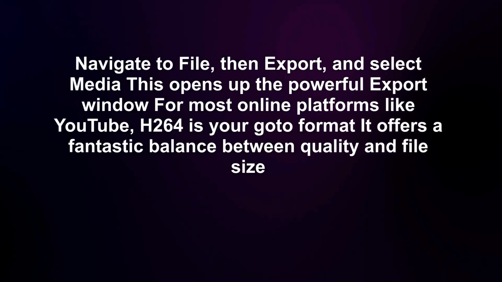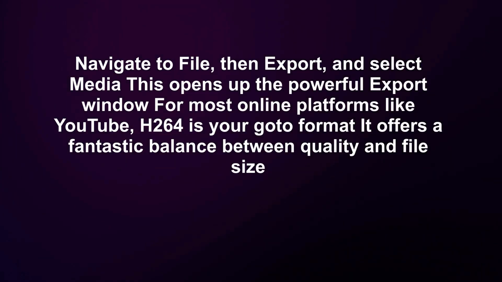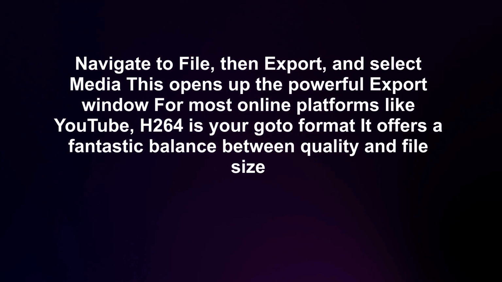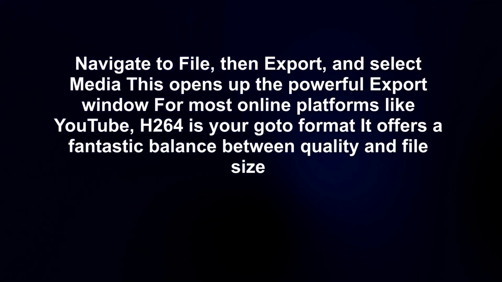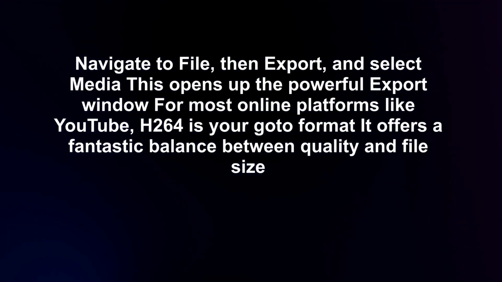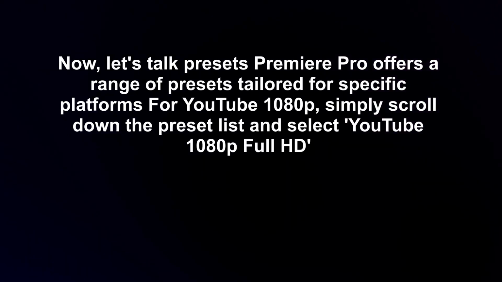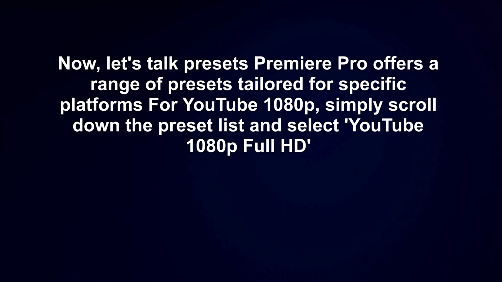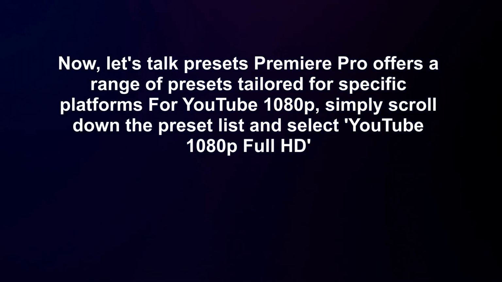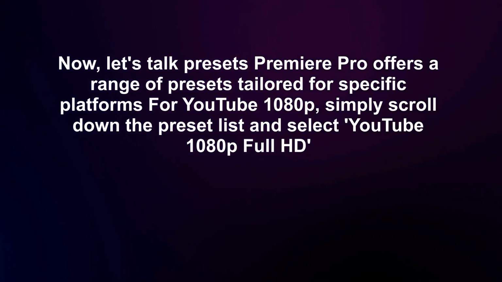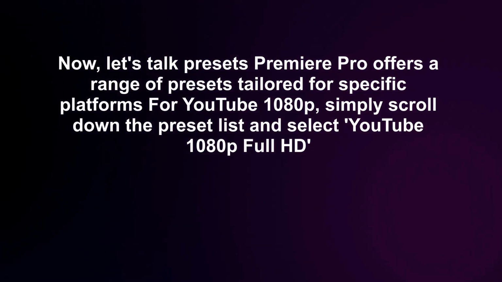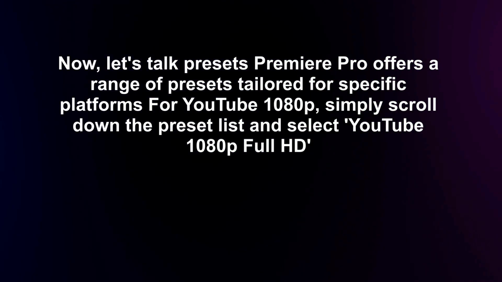This opens up the powerful export window. For most online platforms like YouTube, H.264 is your go-to format. It offers a fantastic balance between quality and file size. Now, let's talk presets. Premiere Pro offers a range of presets tailored for specific platforms. For YouTube 1080p, simply scroll down the preset list and select YouTube 1080p Full HD.